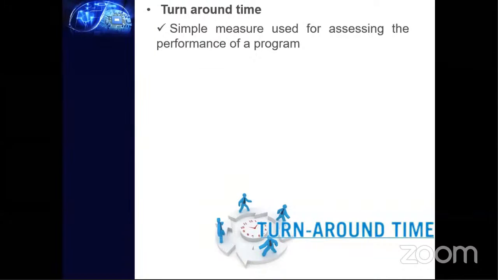So the turnaround time is a simple measure used for assessing the performance of a program. I said it's the full duration utilized by a program to complete its work by using the devices on a computer. Figuratively, I have shown that for your understanding in a diagram under the slide. You see the turnaround time, the full duration of a program. Imagine the human in the diagram is a program, and the full duration is for it to complete its work by using the devices of a computer.